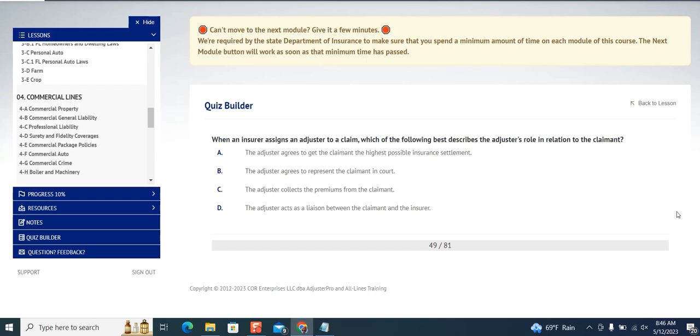When an insurer assigns an adjuster to a claim, which of the following best describes the adjuster's role in relationship to the claim? The adjuster agrees to get the claimant the highest possible. Nope. The adjuster agrees to represent. Nope. Nope. It's gonna be D.